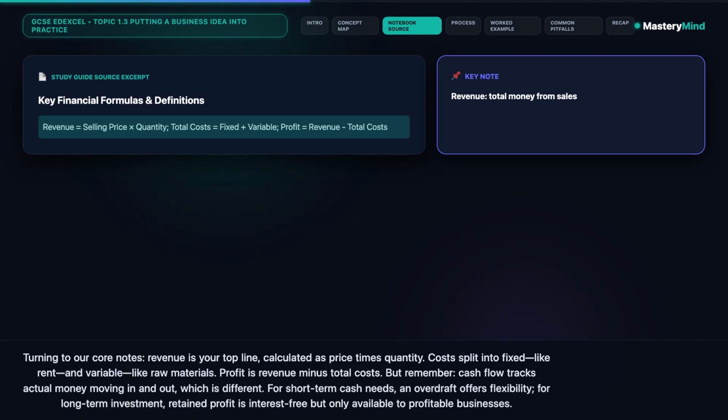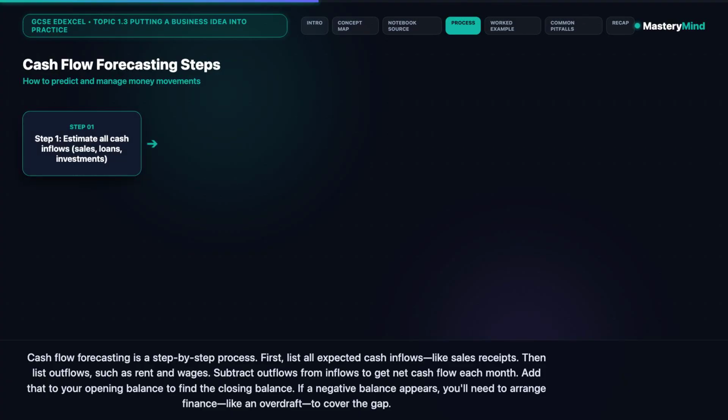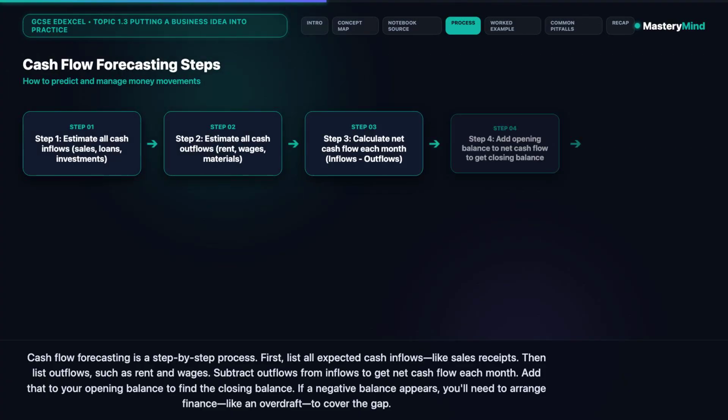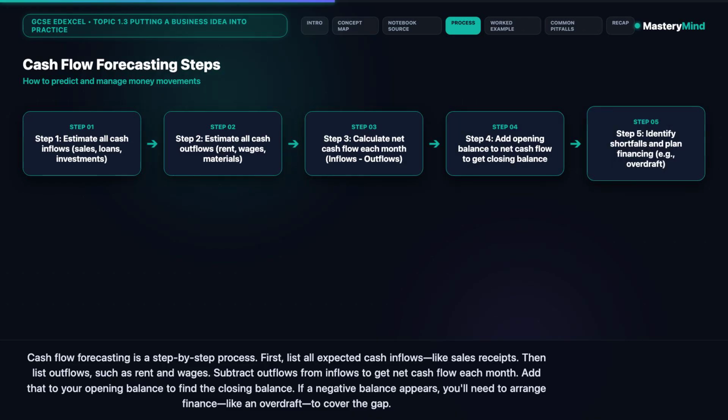Cash flow forecasting is a step-by-step process. First, list all expected cash inflows, like sales receipts. Then list outflows, such as rent and wages. Subtract outflows from inflows to get net cash flow each month. Add that to your opening balance to find the closing balance. If a negative balance appears, you'll need to arrange finance, like an overdraft, to cover the gap.